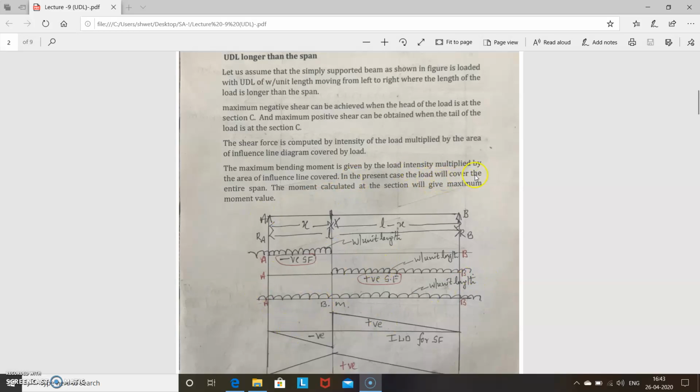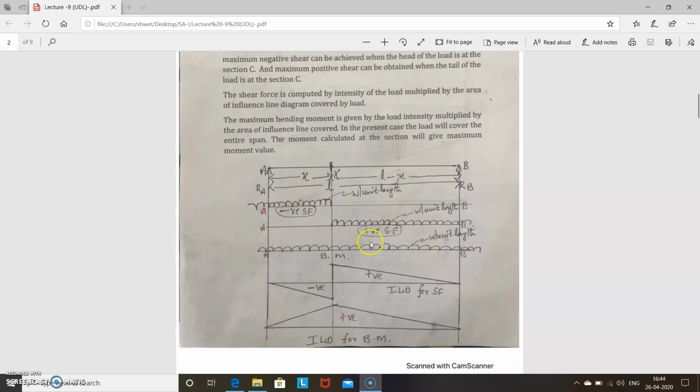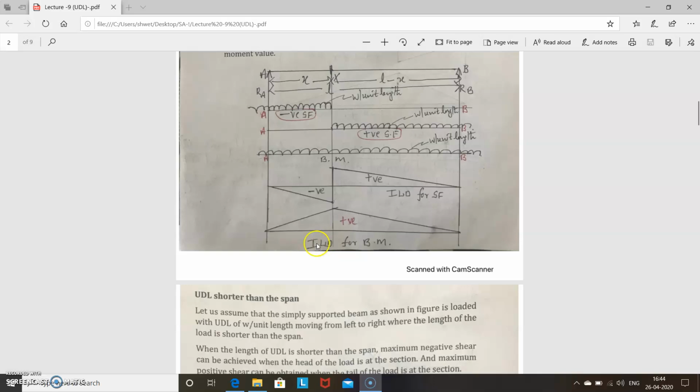And what is bending moment? For bending moment, the load will cover the entire span. Here it is longer than the span, so it is more than this AB, and you have to extend beyond the supports. So I have shown here the negative shear force, first diagram, the positive shear force, this one, and the maximum bending moment. Corresponding ILD I have drawn. This is the basic ILD diagram. For shear force at the section it will have two values, and at the support it is 0. Similarly for bending moment, at the support it is 0 and at the section it has the maximum value.